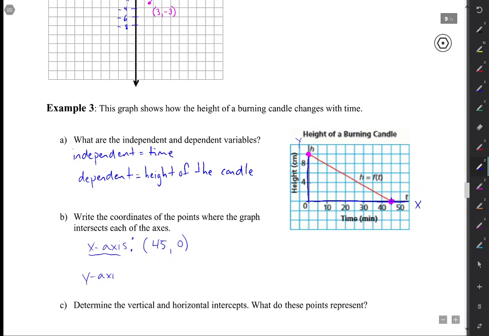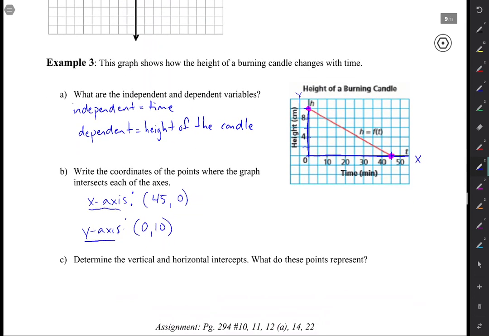And again, we'll do the same thing for the y-axis. So the x coordinate of that one would be 0. And now the y coordinate, well, this is going up by 2. So 2, 4, 6, 8. So this point here would be 10. So 0, 10 would be that coordinate.